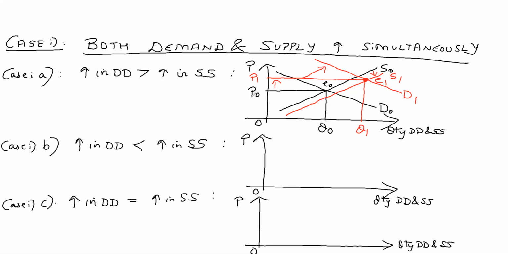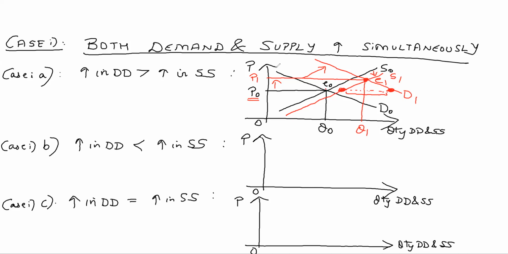At the same price P0, how much is the demand? This is the demand. How much is the supply? This is the supply. You can see there is excess demand. This is the excess demand, which causes the price to rise and equilibrium moves from E0 to E1.